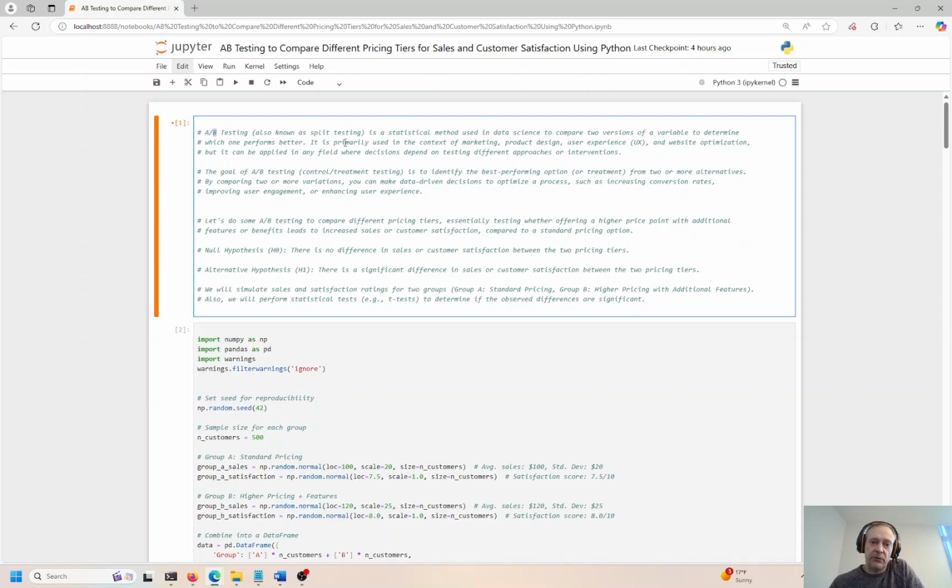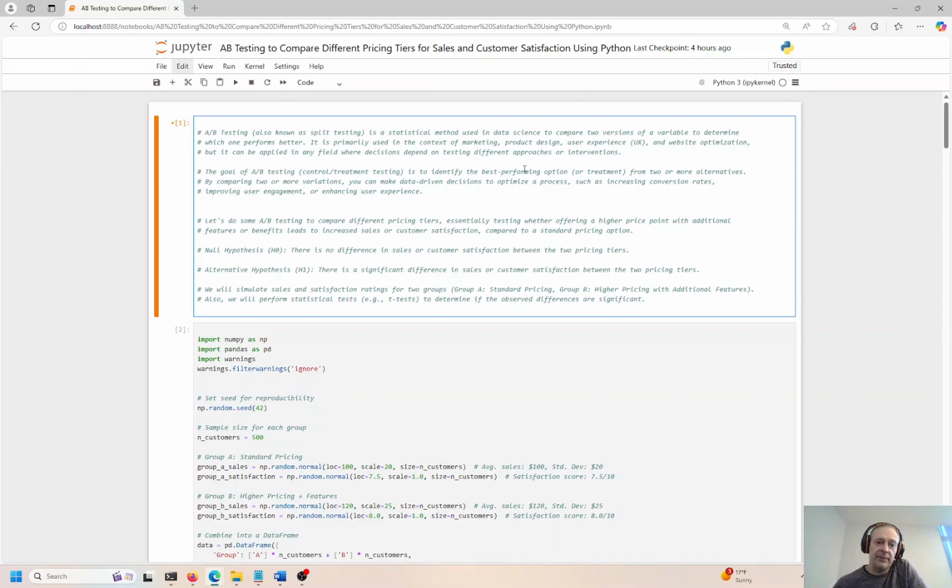So in the context of marketing, product design, user experience, abbreviated UX, that's a cool little way of saying it. If you didn't know, user experience is UX. And website optimization, we can apply this technique to determine whether the current version of what we're doing is better, or if we enhance and modify it into something else, is that going to perform better?